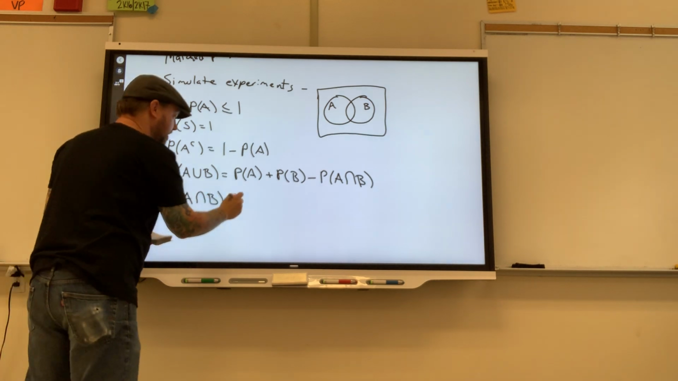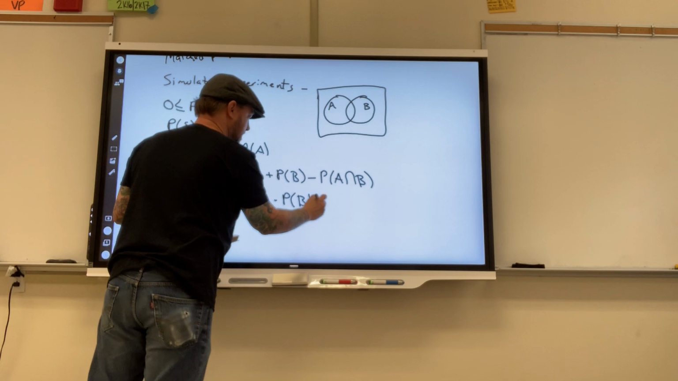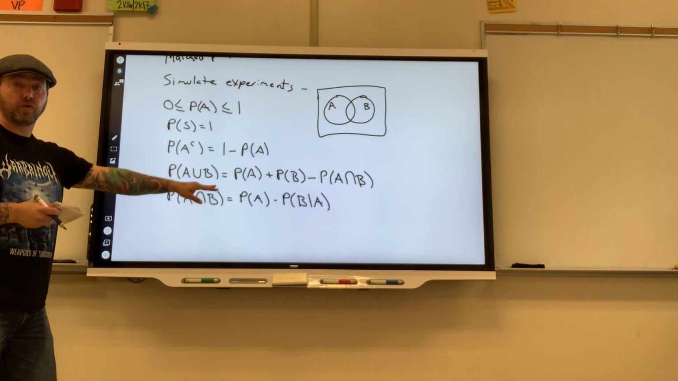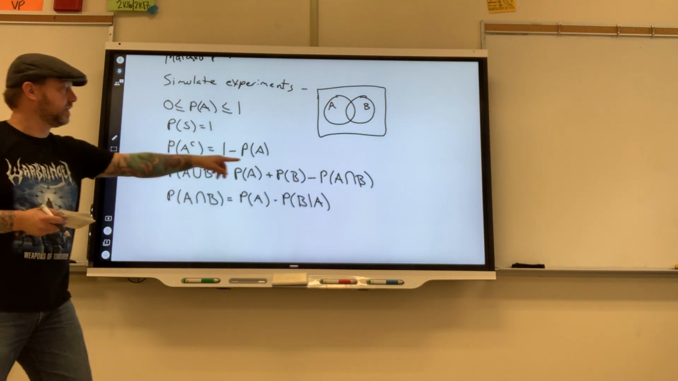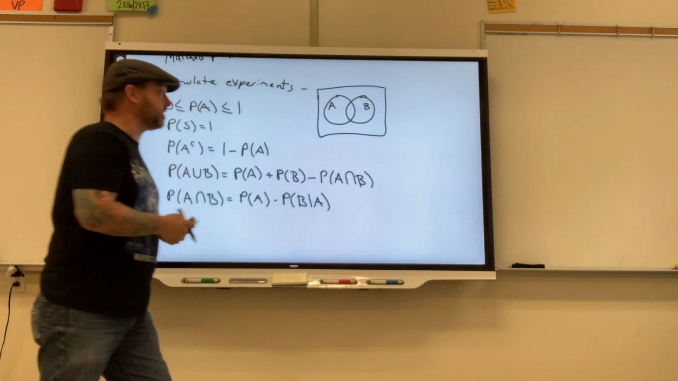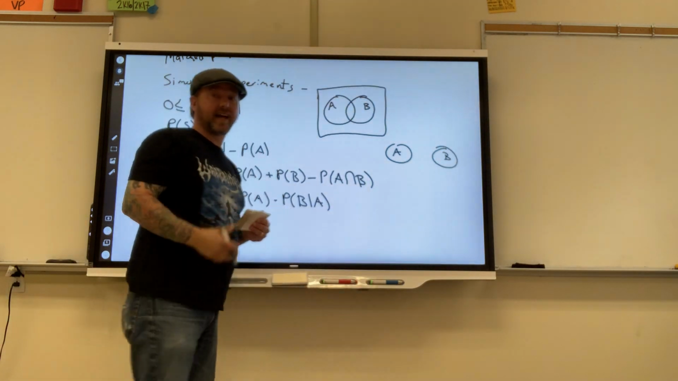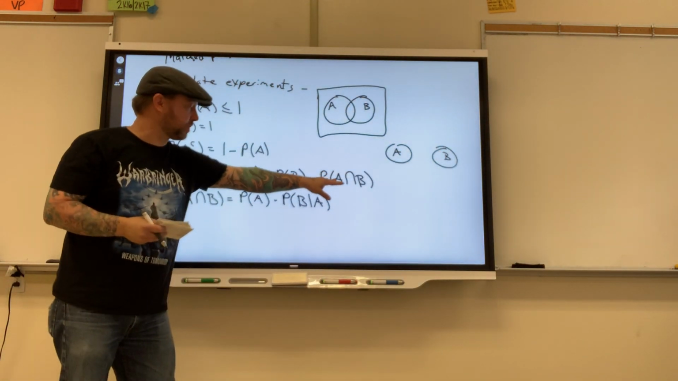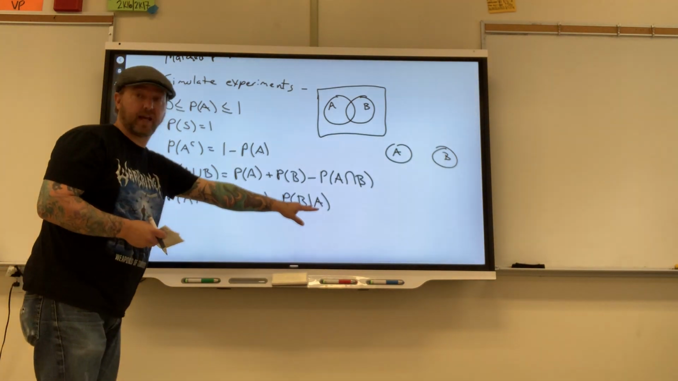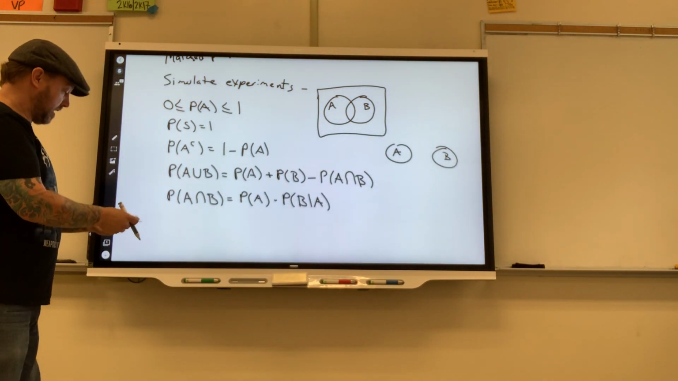The probability of A and B is the probability of A times the probability of B given A. Now, if they're disjoint or mutually exclusive, this is equal to 0. If they're disjoint, it would look like that. There's no overlap, so this part is 0. If they're independent, then the probability of B given A is just the same as the probability of B.